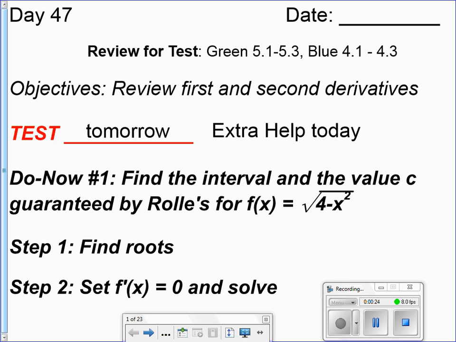Now, Rolle says between two zeros that the derivative is going to equal 0. So to get the interval, you're going to find the zeros of this function. So to find the roots or find the zeros, you're going to set y equal to 0 and solve for x.